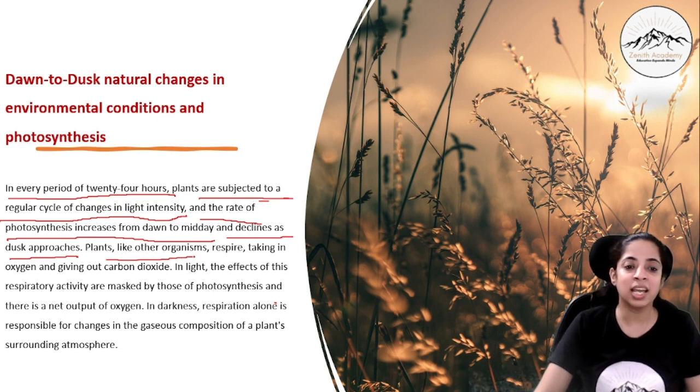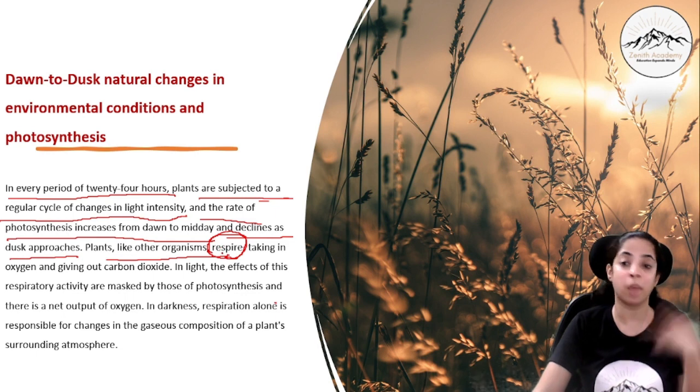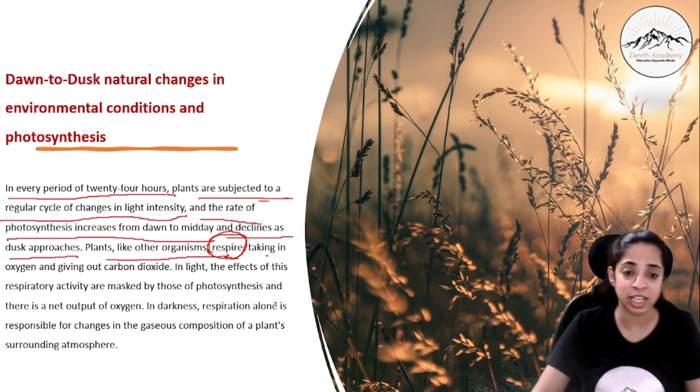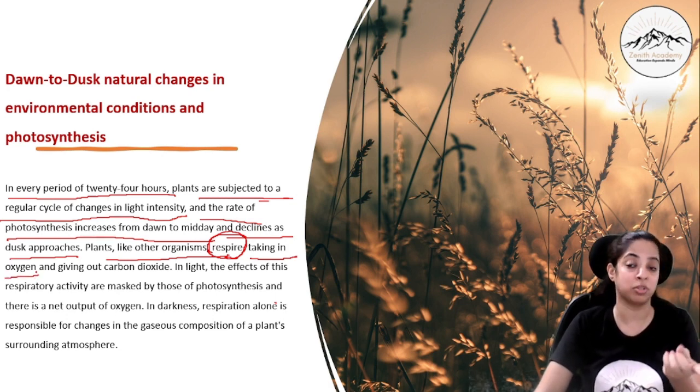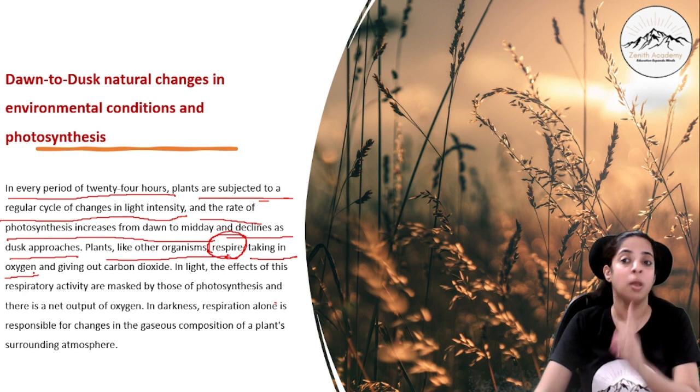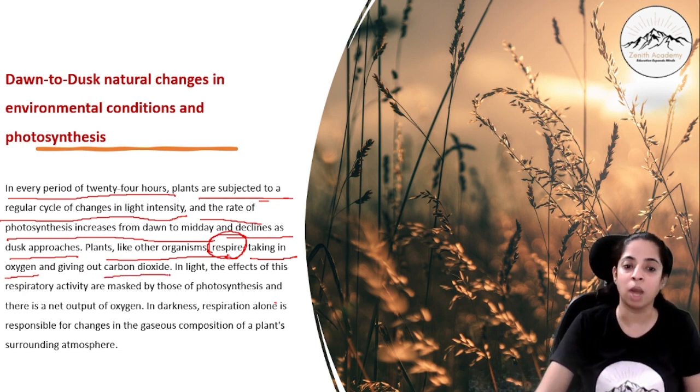So plants like other organisms also respire. Now ये तो हो गया. अब plants also respire. Respiration also takes place. So in the respiration what happens? It takes in oxygen. Now it is opposite of photosynthesis. Okay, pay attention. In the respiration it takes in oxygen and gives out carbon dioxide.